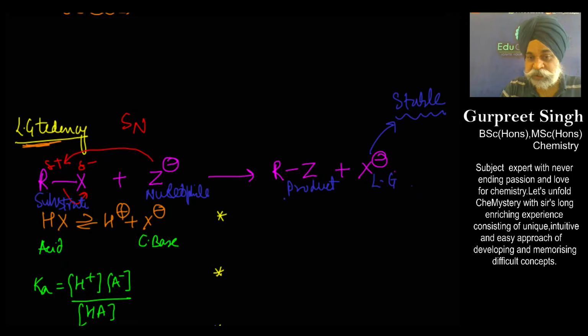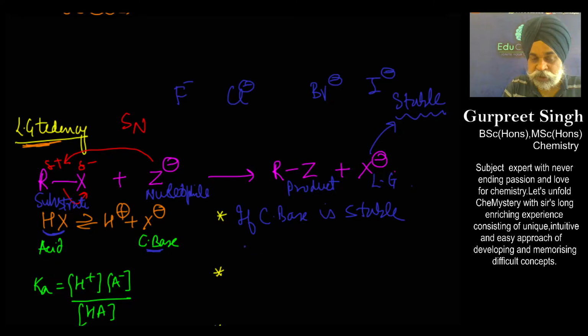So now leaving group tendency is to be dealt with in this case of halogen halides, because this is the case where chloride is to be compared with bromide. Shall I write it like this: fluoride, chloride, bromide, iodide. This is the one which we are supposed to compare. So if I talk of acid, HX is an acid and X negative would be its conjugate base. So if the conjugate base is stable, the corresponding acid is strong.